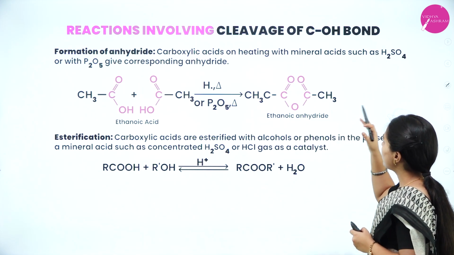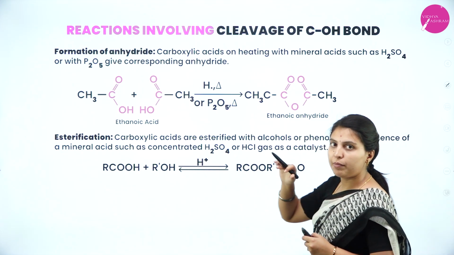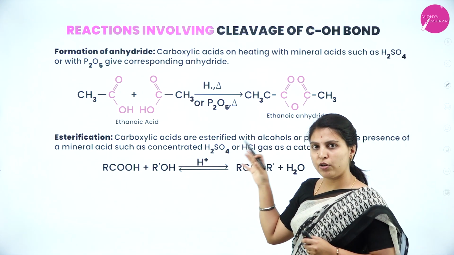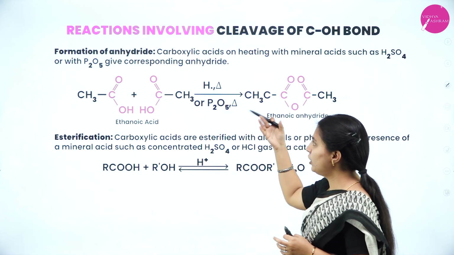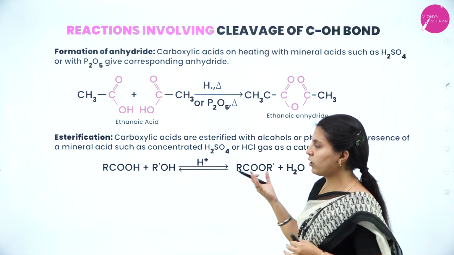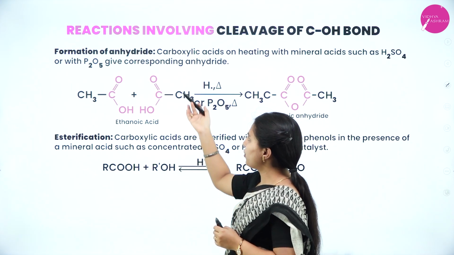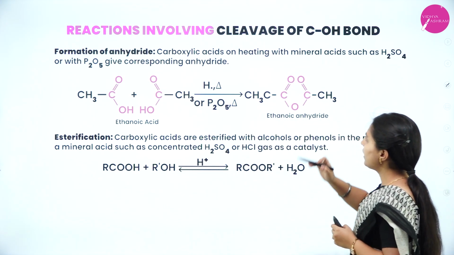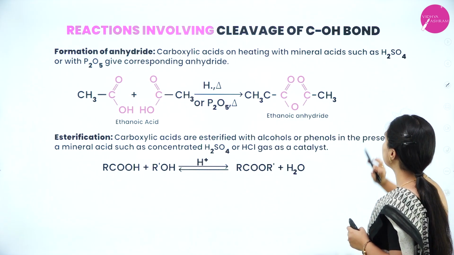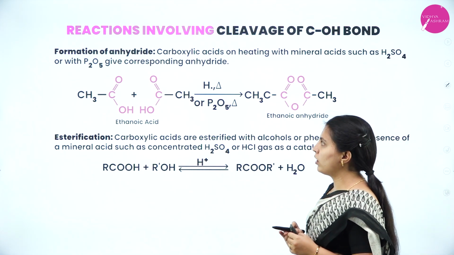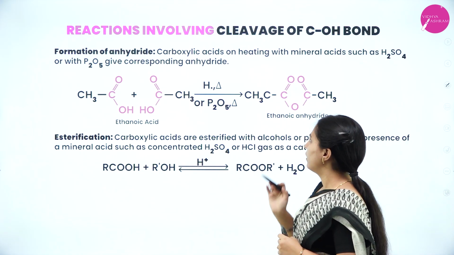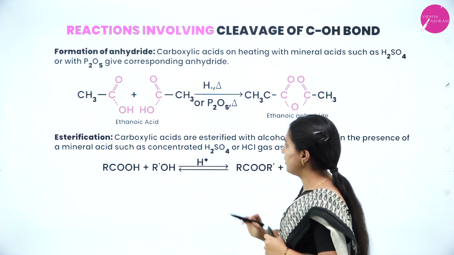Reactions involving cleavage of the C-OH bond. On one side of the carbon, oxygen and hydrogen are bonded, and on the other side, carbon. To cleave that bond, what reactions are involved? Formation of anhydride. Carboxylic acids on heating with mineral acids such as H2SO4 or with P2O5 give the corresponding anhydride. This is ethanoic acid.